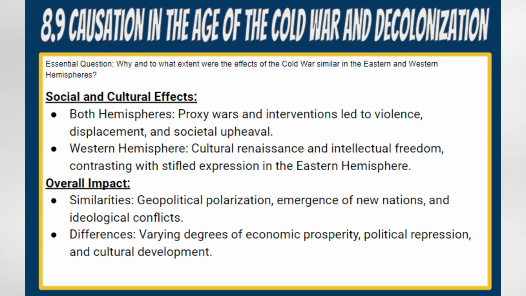While the effects of the Cold War were similar in both the Eastern and Western hemispheres in terms of geopolitical polarization and the emergence of new nations, the extent and nature of these effects varied significantly. The dominance of superpowers, ideological conflicts, and proxy wars shaped the political, economic, social, and cultural landscapes of each hemisphere in distinct ways, leaving a lasting imprint on the latter half of the 20th century and beyond.